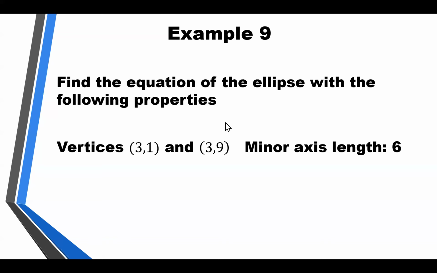Now let's do the other side. Let's find an equation for an ellipse with certain properties. The properties that I'm given are that the vertices of the ellipse I want to find are at (3, 1) and (3, 9). I'm also told that the minor axis has length 6.